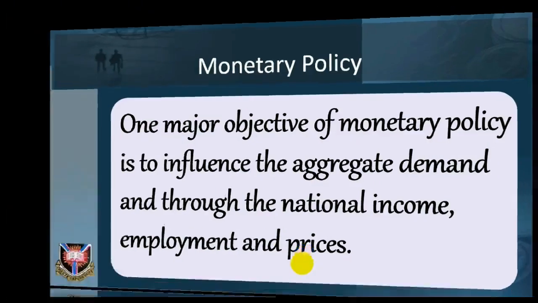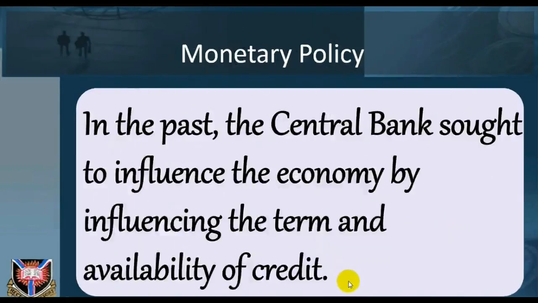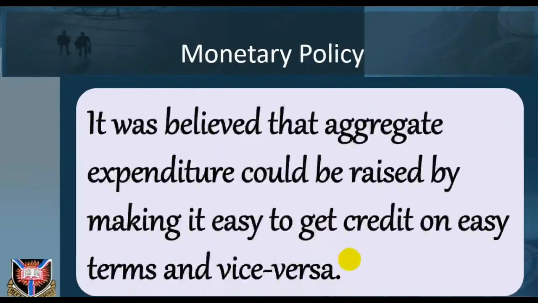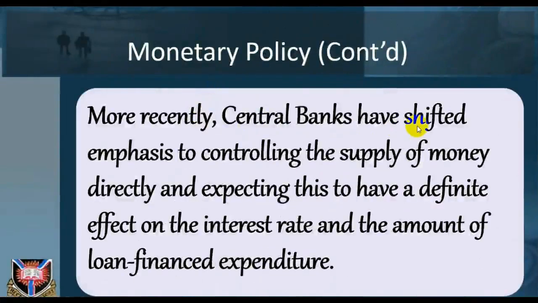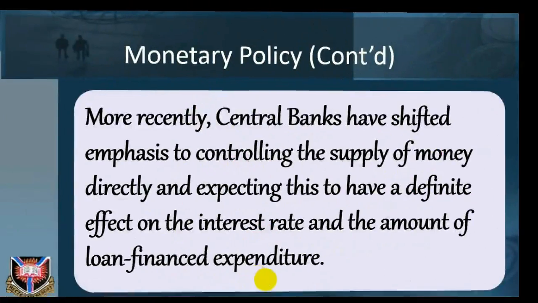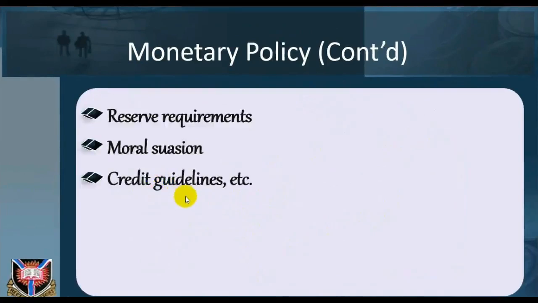In the past, the central bank sought to influence the economy by influencing the cost and availability of credit. It was believed that aggregate expenditure could be raised by making it easy to get credit in bad times and vice versa. More recently, central banks have shifted emphasis to controlling the supply of money directly, expecting this to have a definite effect on the interest rate and the amount of loan-financed expenditure. There are several ways by which the central bank tries to achieve this. These include open market operation, bank rate, reserve requirement, moral suasion, and credit guidelines.